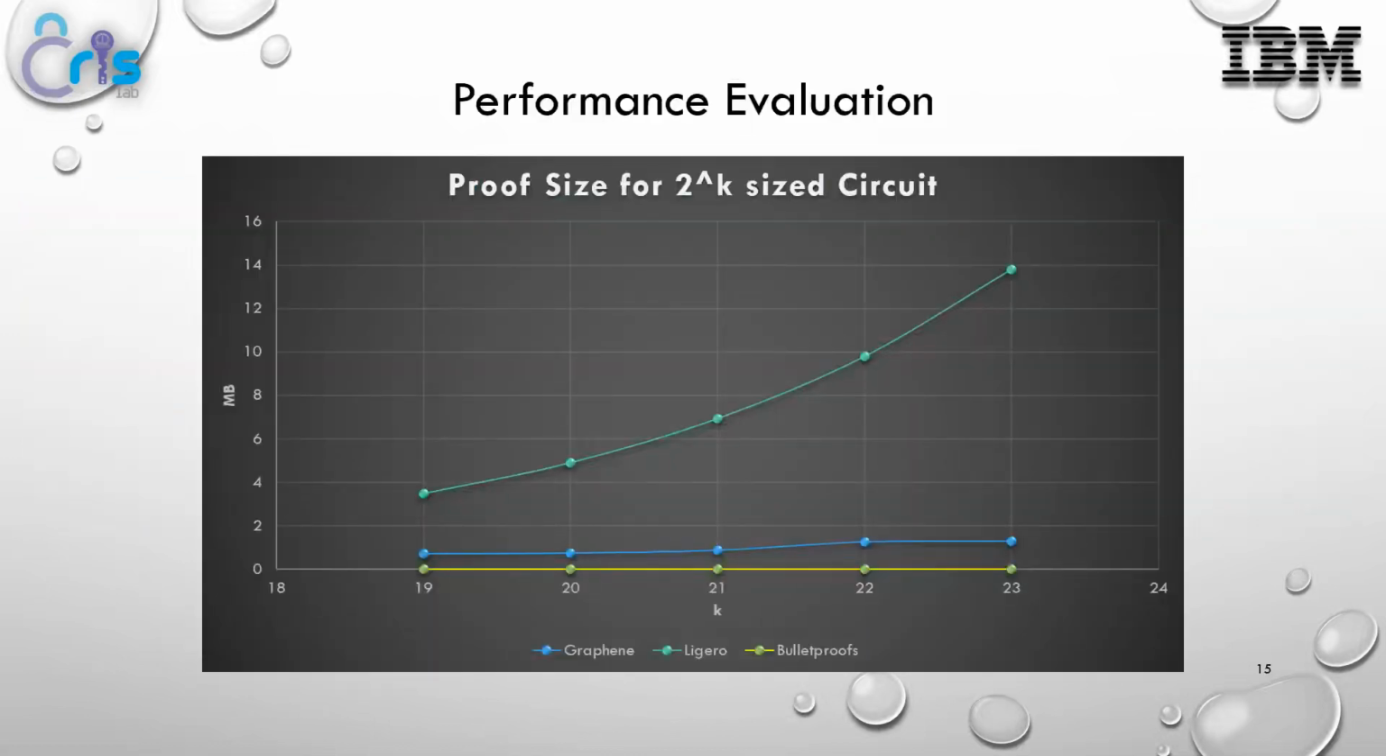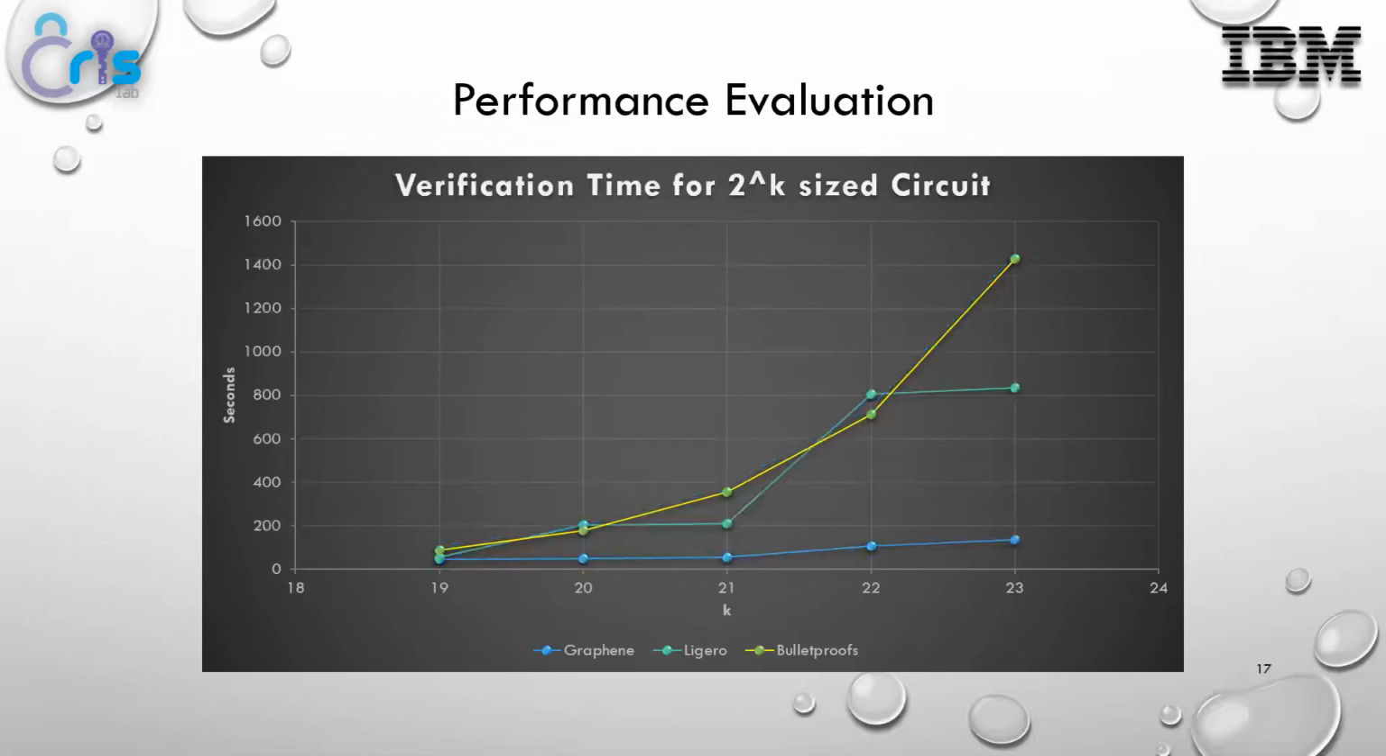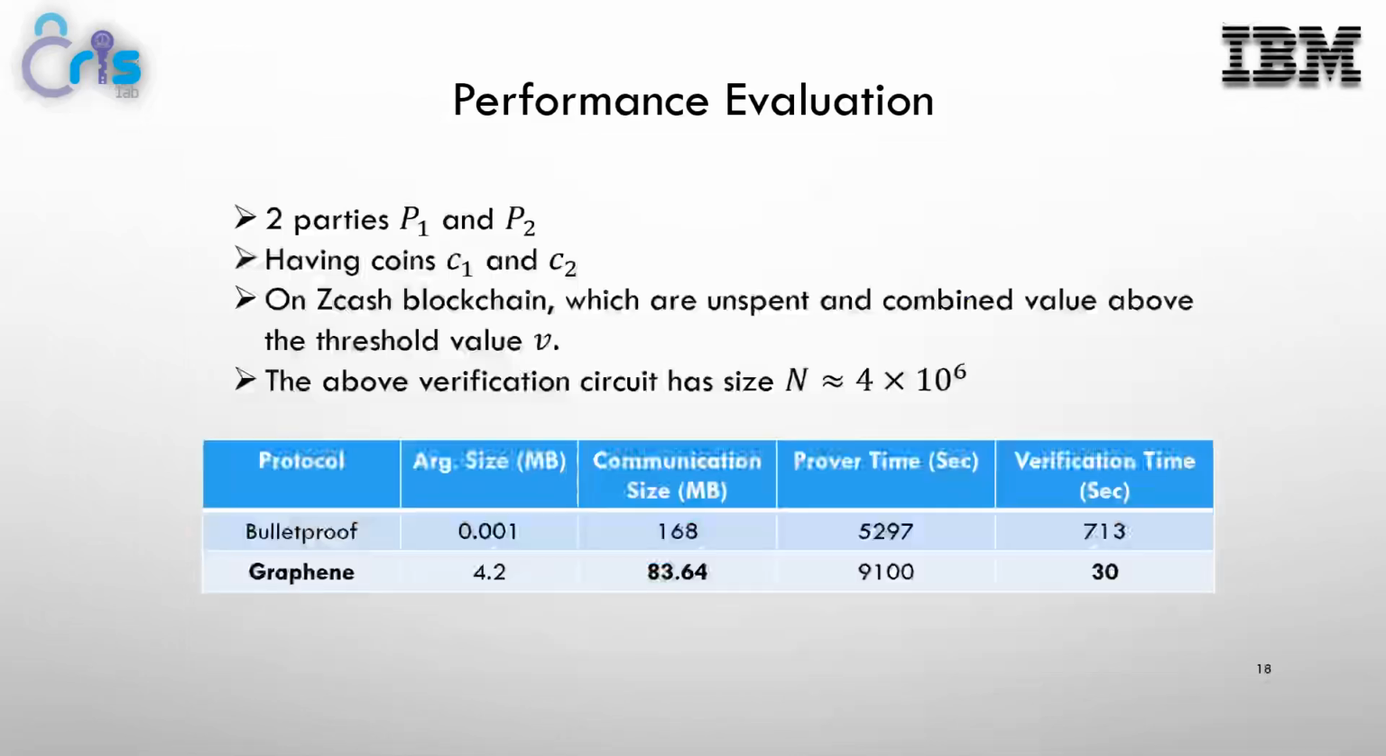To understand the performance of Graphene, we provide a comparison with Ligero and Bulletproofs. We observe that Graphene has better proof size in comparison to Ligero. For proof generation time, Graphene and Bulletproofs have a comparable proof generation time. And for the case of verification time, it outperforms both Ligero and Bulletproofs in terms of verification time.